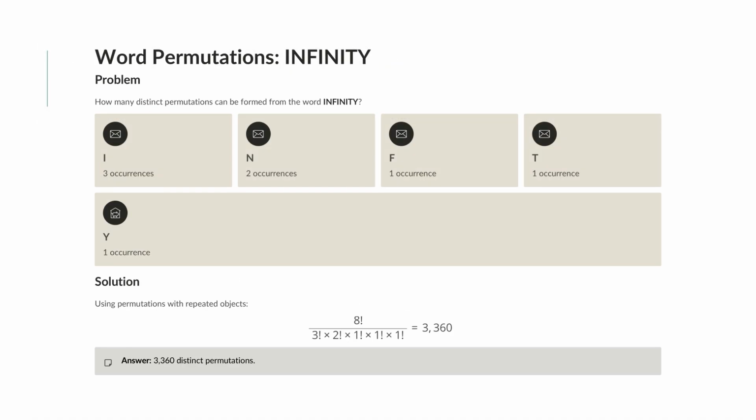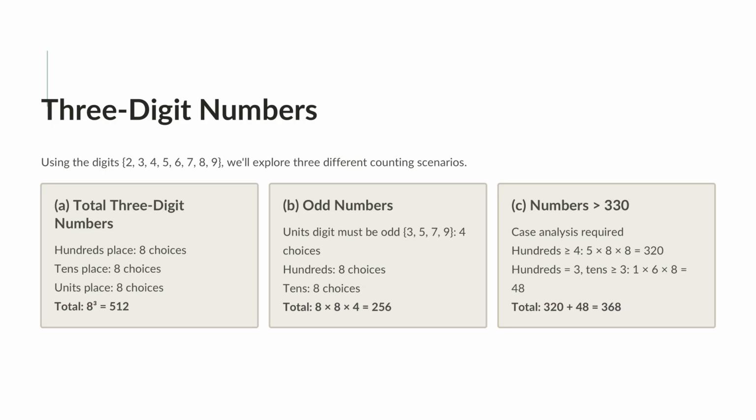Next, we consider permutations of the letters in the word infinity. The word infinity contains 8 letters. The letter I appears 3 times, the letter N appears 2 times, and the remaining letters appear once. When objects repeat, we use the permutation formula with repetition. The number of distinct permutations equals 8 factorial divided by 3 factorial multiplied by 2 factorial. After simplifying this expression, we obtain 3,360 distinct arrangements.